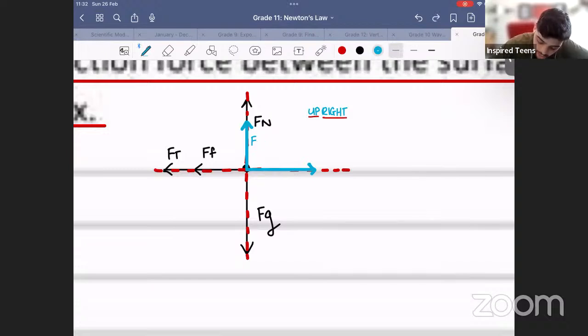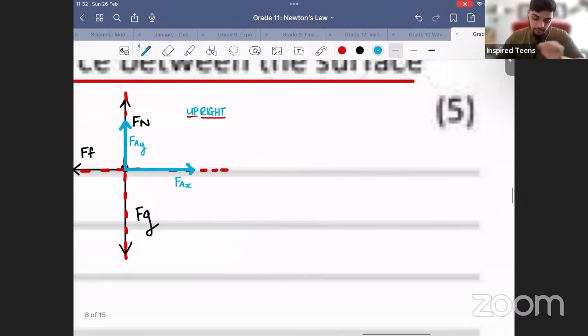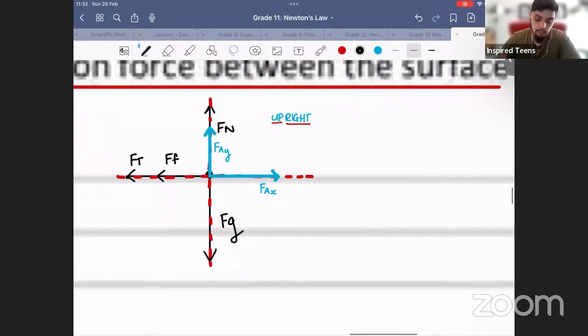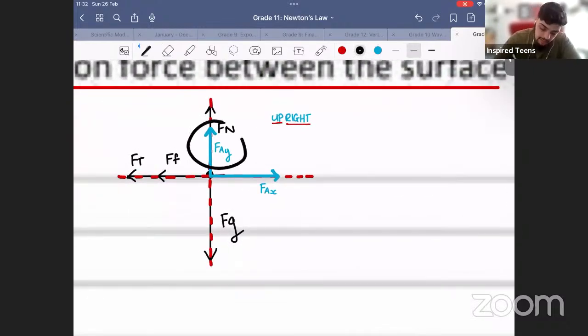So how do we know if it's Y? Y is along the Y axis or parallel to the Y axis, and X is parallel to the X axis. So now I've separated that into F applied Y and F applied X. If you remember from vectors, we discussed Pythagoras' theorem and separating it into its components. When you take this and you create a triangle, that's how you can actually calculate their values. So that's how this whole thing is working. That's why we separate things into their components. Now I have it in its components.